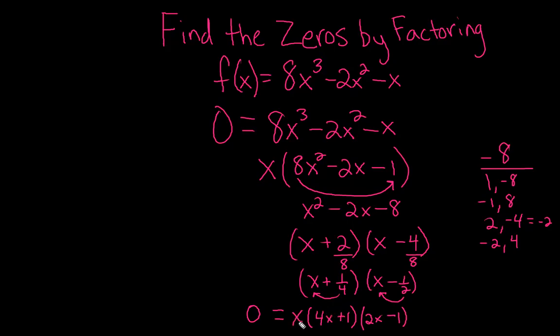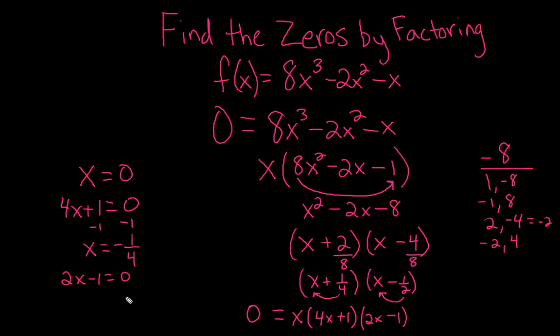Well, very simply, we just set each factor equal to 0. So I'm just going to do that over here for space. So our first factor is just x, so that's x equals 0. Our second factor is 4x plus 1 equals 0. And if we solve for x, we would subtract 1 on both sides, and then we would divide by 4. So x would give us negative 1/4. And then finally, our last factor is 2x minus 1 equals 0. And if we solve for x, we would add 1 on both sides, and then divide by 2, giving us x equals a positive 1/2.